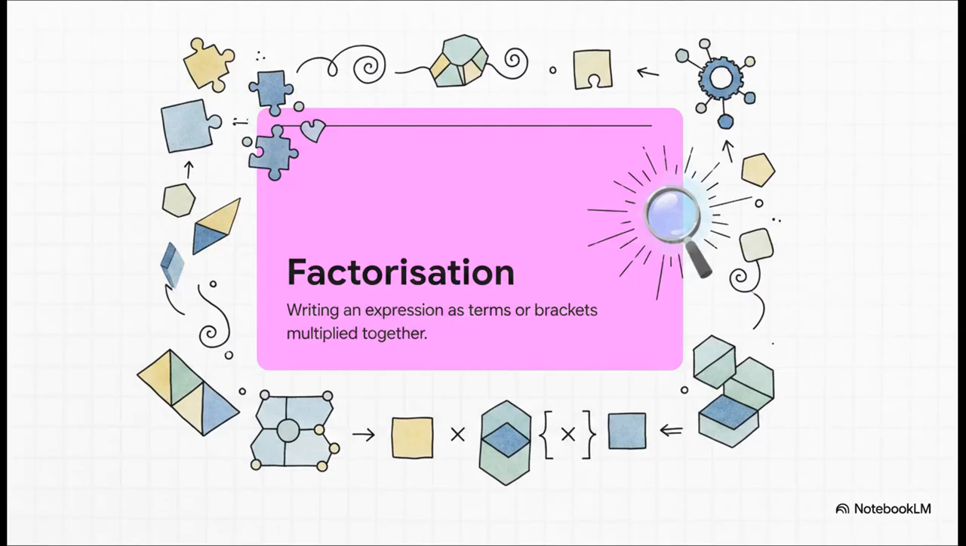So, the absolutely crucial point here is that our primary objective today is to find these factors. Factorization is literally just the process of writing an expression in the form of terms or brackets multiplied together. We want to find the pure, unbroken pieces that make up the whole polynomial.